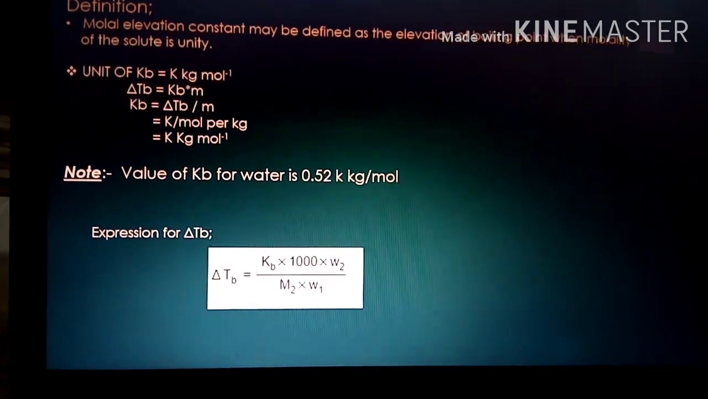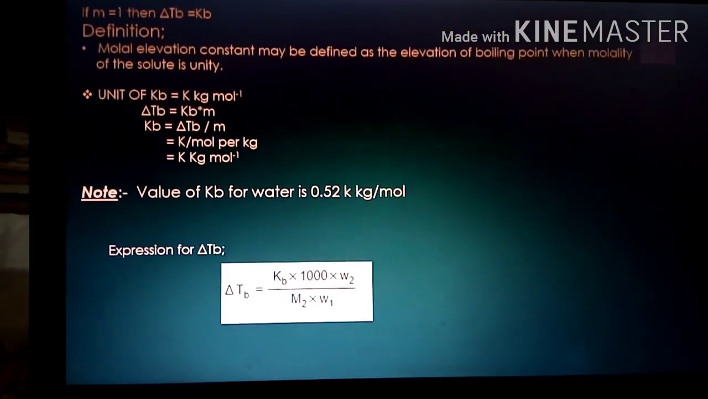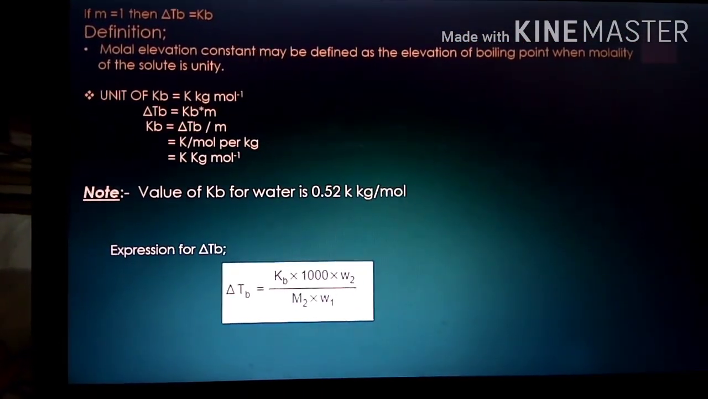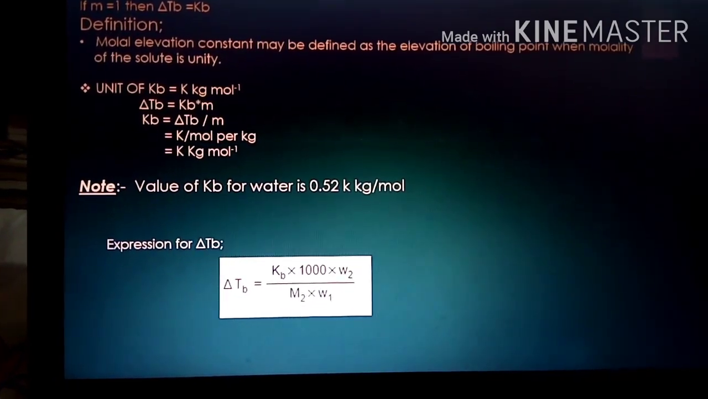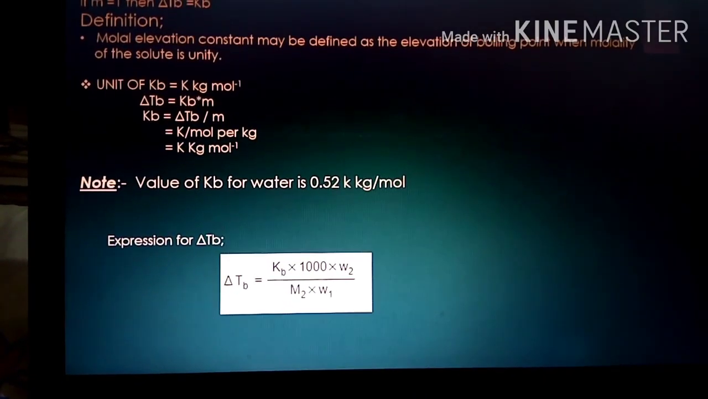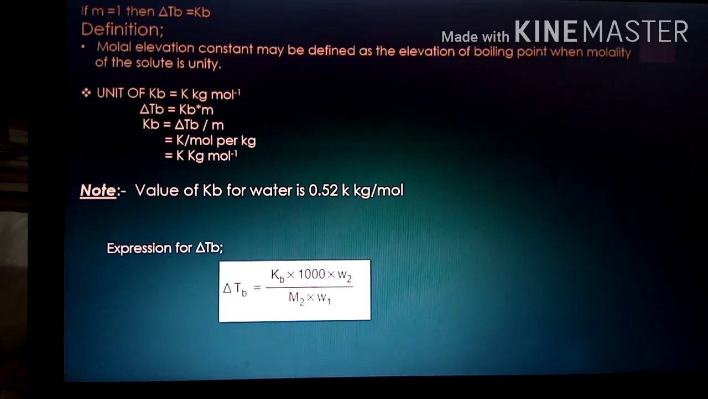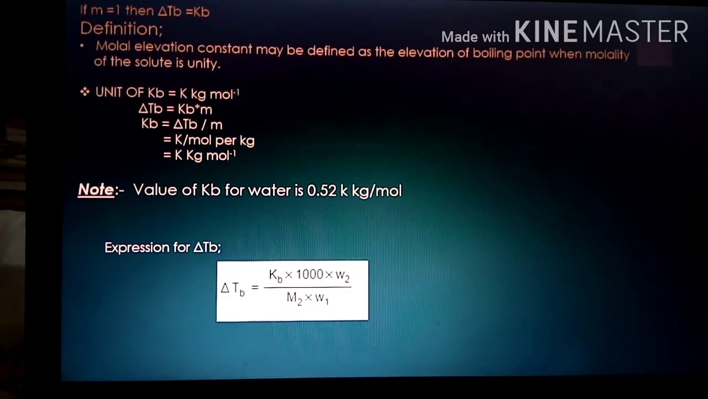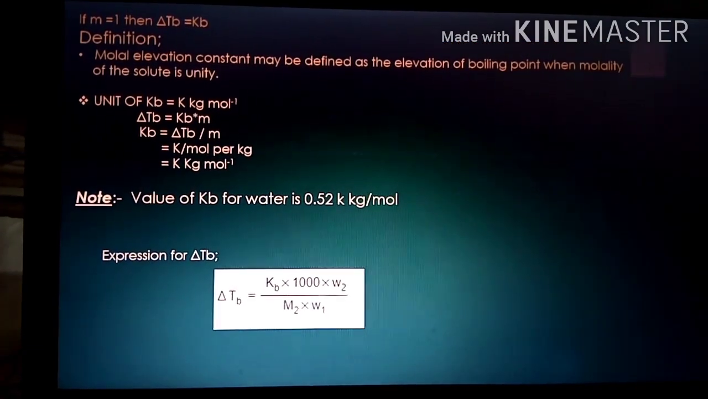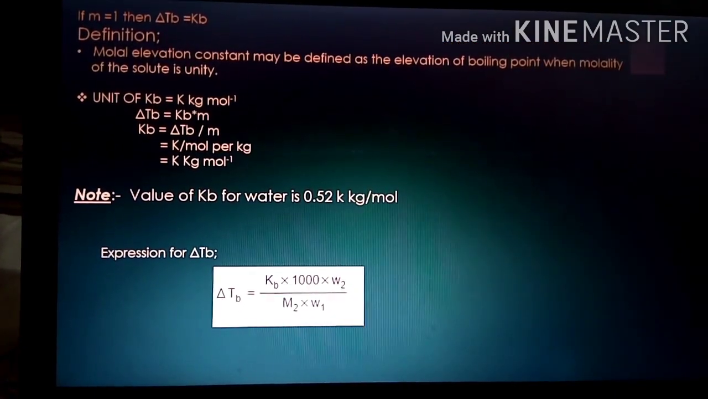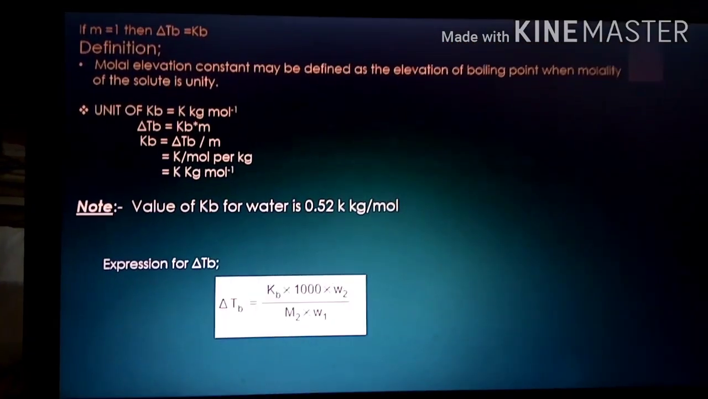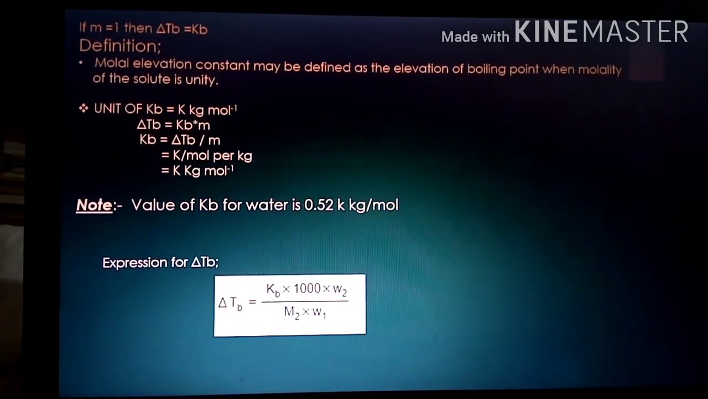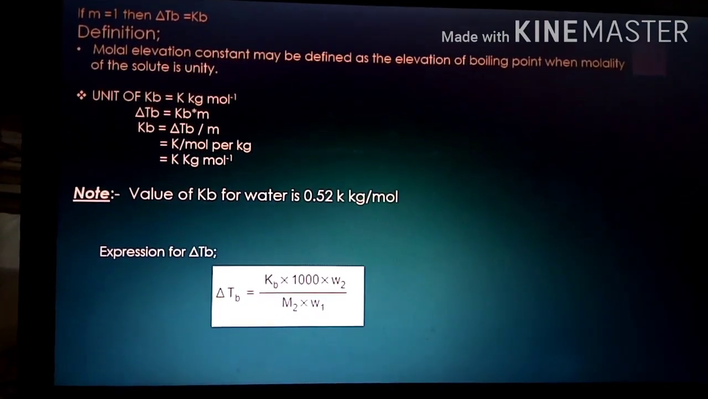There is one important note. When we solve numericals, generally the value of Kb for water is not given. The value of the ebullioscopic constant or molar elevation constant for water is fixed, that is 0.52 Kelvin kg mole inverse. We have to remember it. It's not given generally in the numericals.